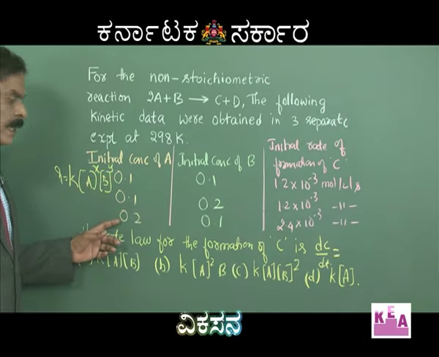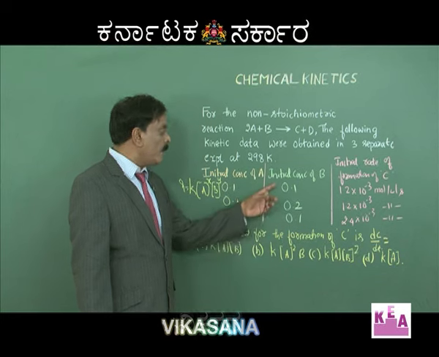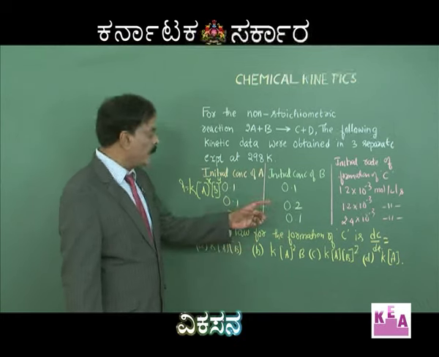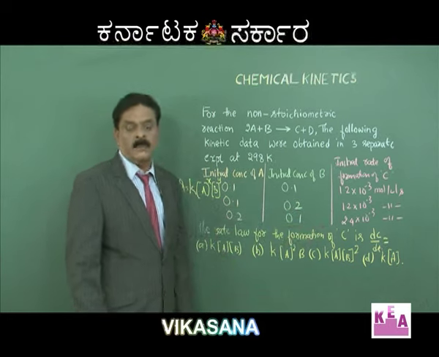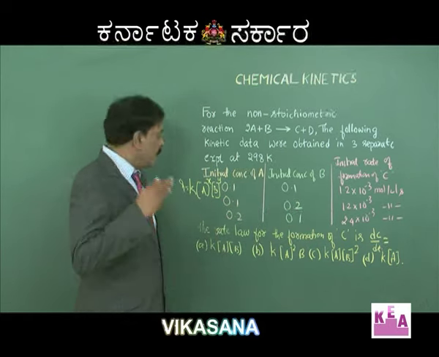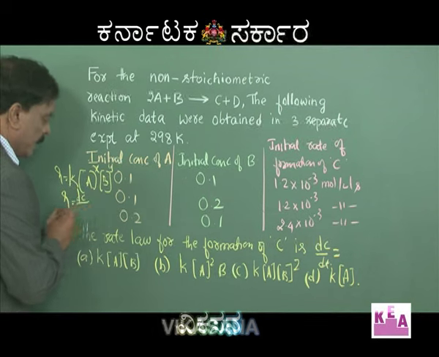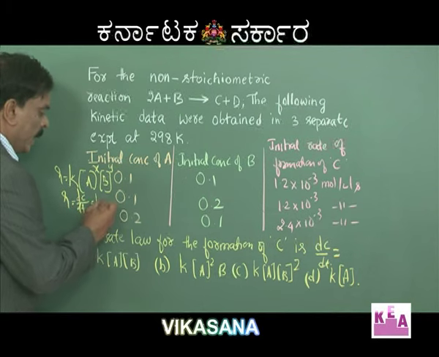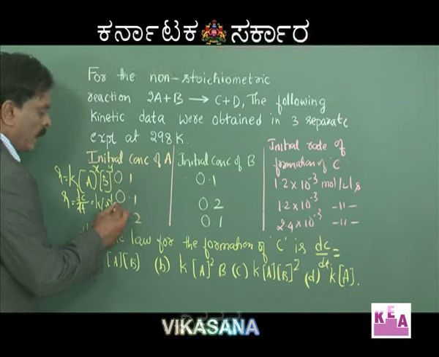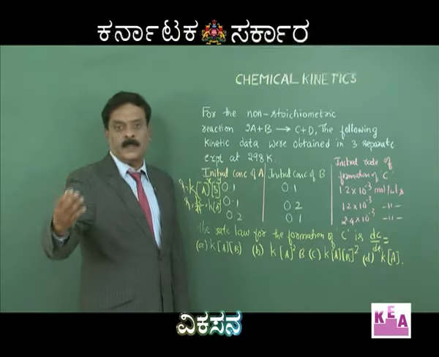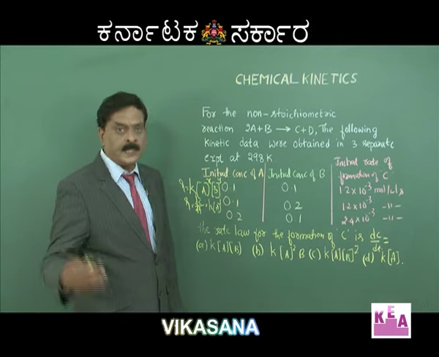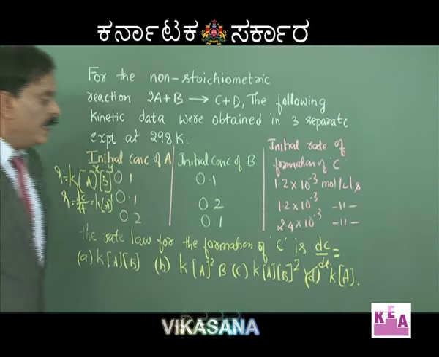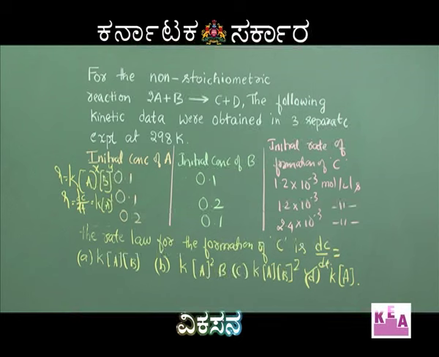Now observe the data of experiment 1 and experiment 3. Concentration of A is increased from 0.1 to 0.2. Concentration of B is kept constant, and you find that when the concentration of A is doubled, the rate of the reaction also gets doubled, which means that the value of X is 1, and therefore the rate equation R, or you may say dC by dt, will be equal to K into concentration of A to the power 1 and into concentration of B to the power 0. And therefore, the correct answer for this particular question is option D, that is K into concentration of A to the power 1.